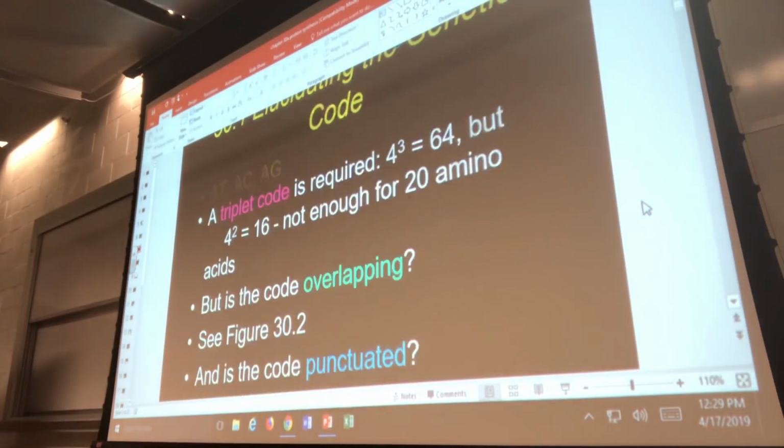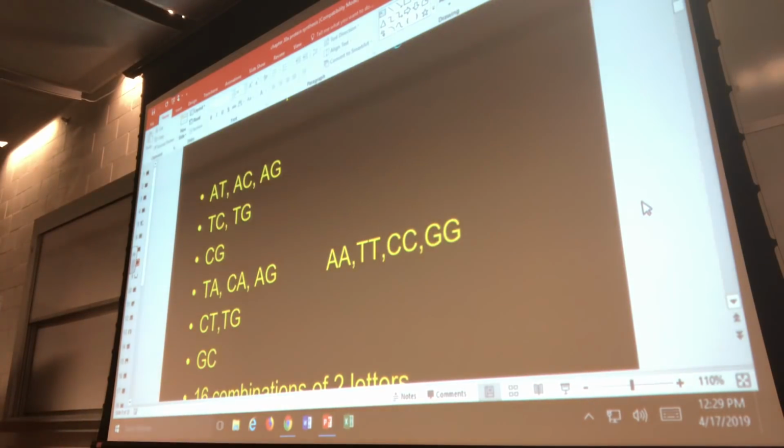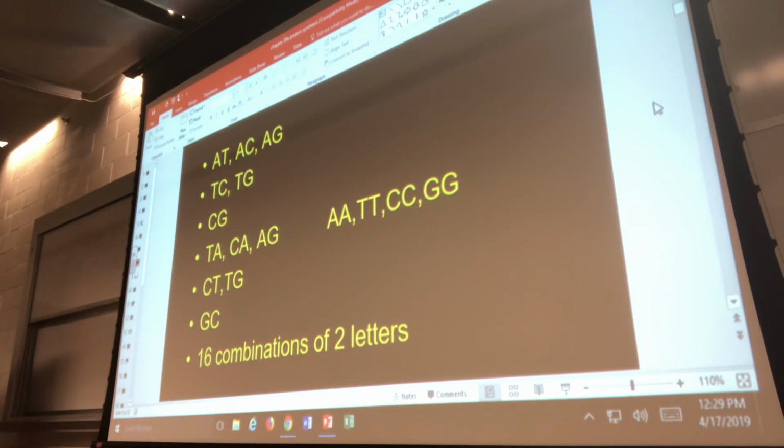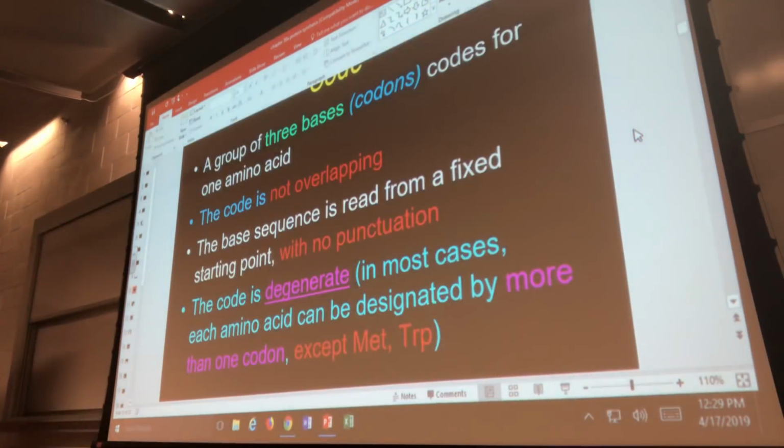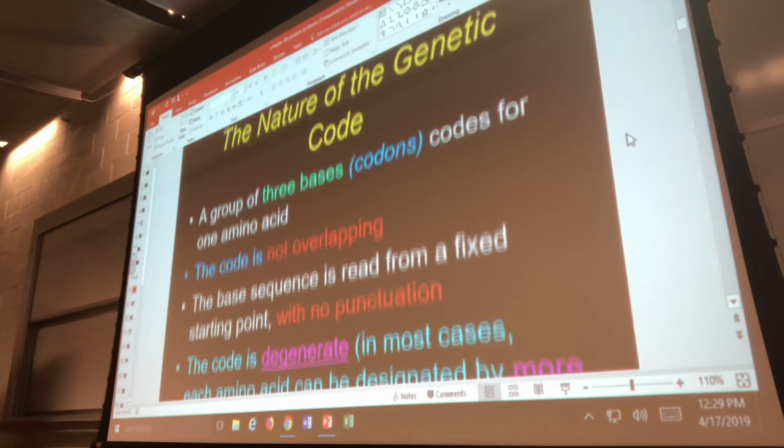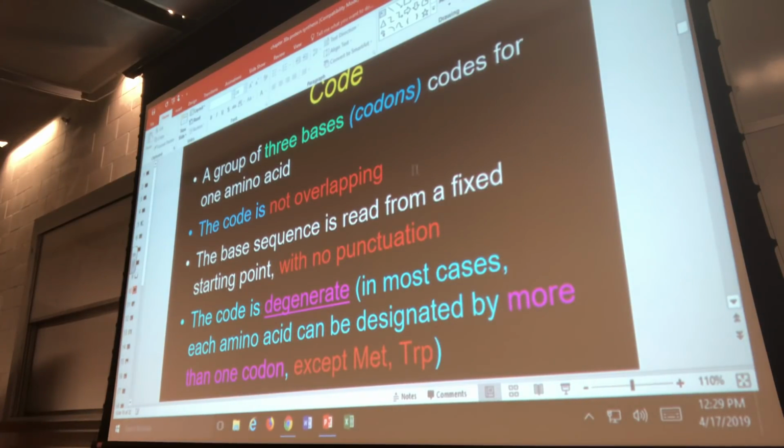Let me go back again, make sure I didn't skip anything. This slide, by the way, is detailing why we don't have a duo code. You can look at it, but bottom line is if you have a duo code, you only have 16 combinations, which is not enough to code for 20 amino acids. All right, what's this one? The nature of the genetic code. Yep, we already went over these. Non-overlapping, it is continuous, meaning there isn't any punctuation.